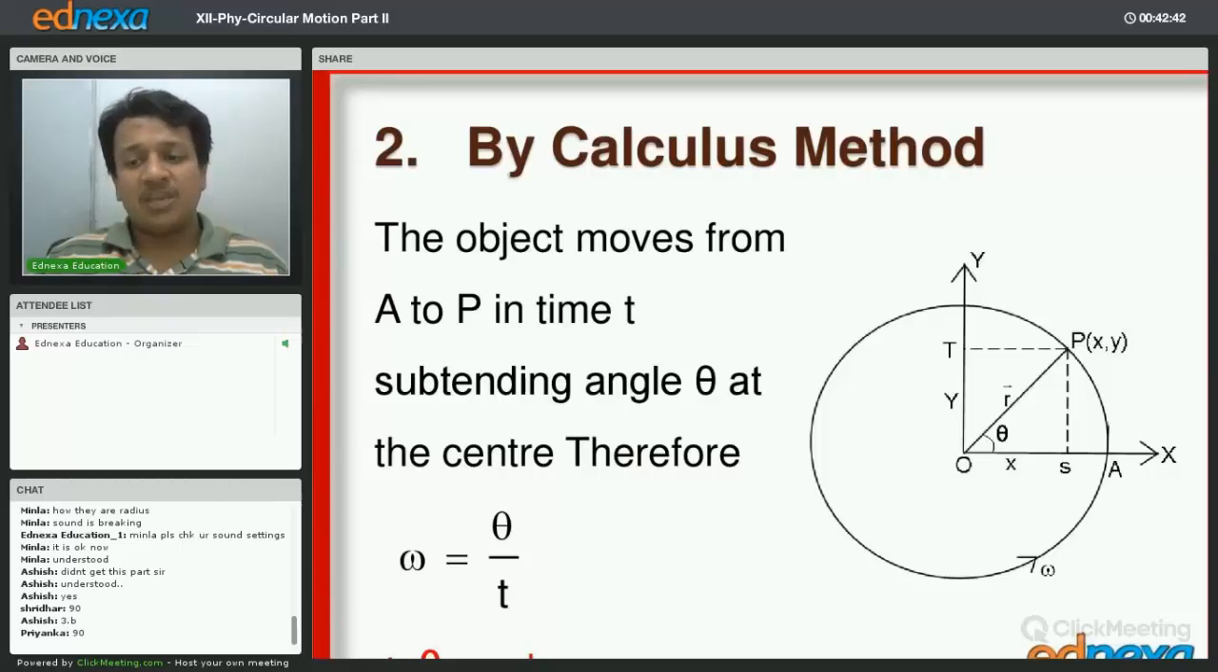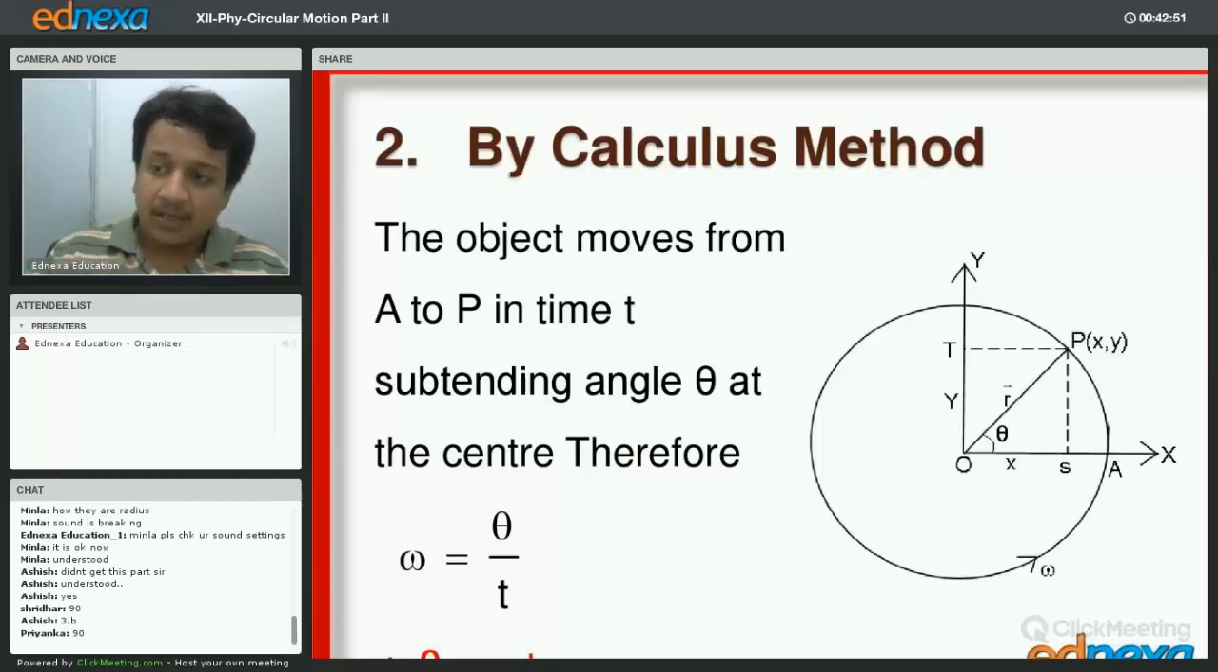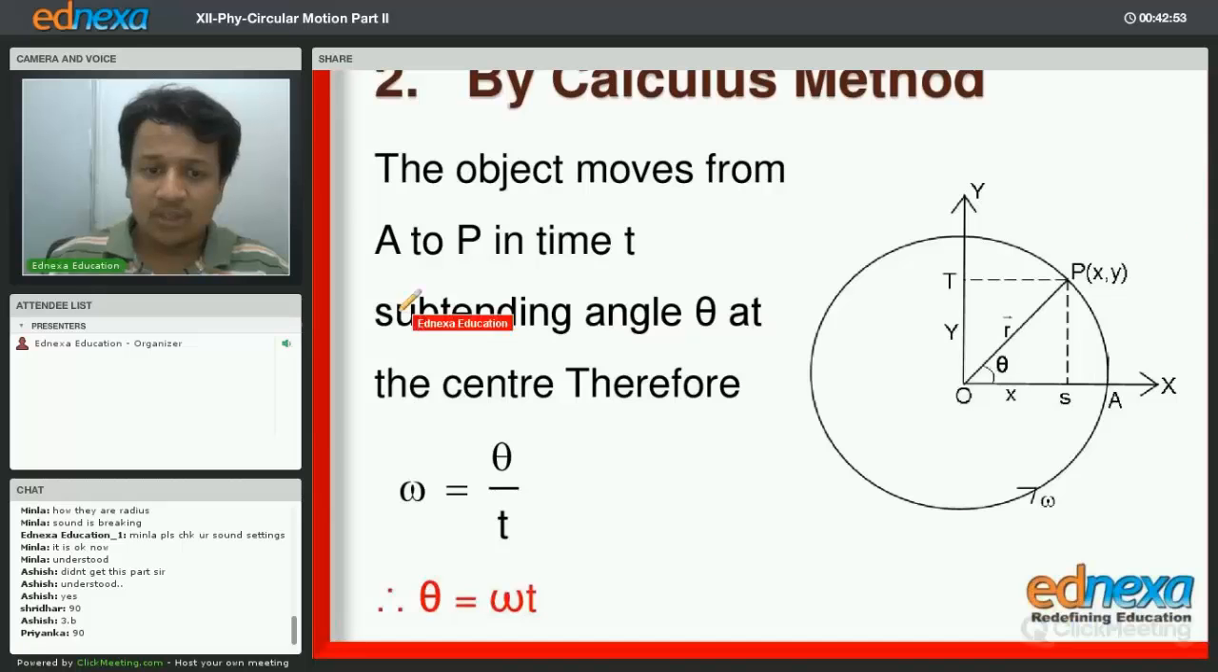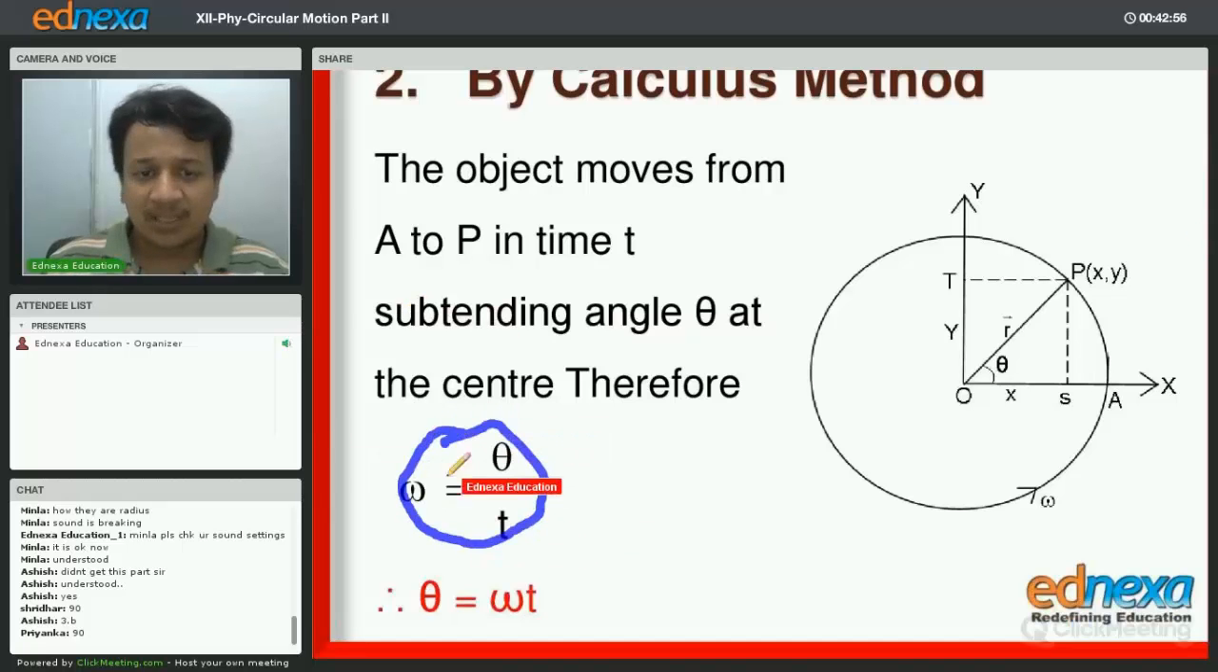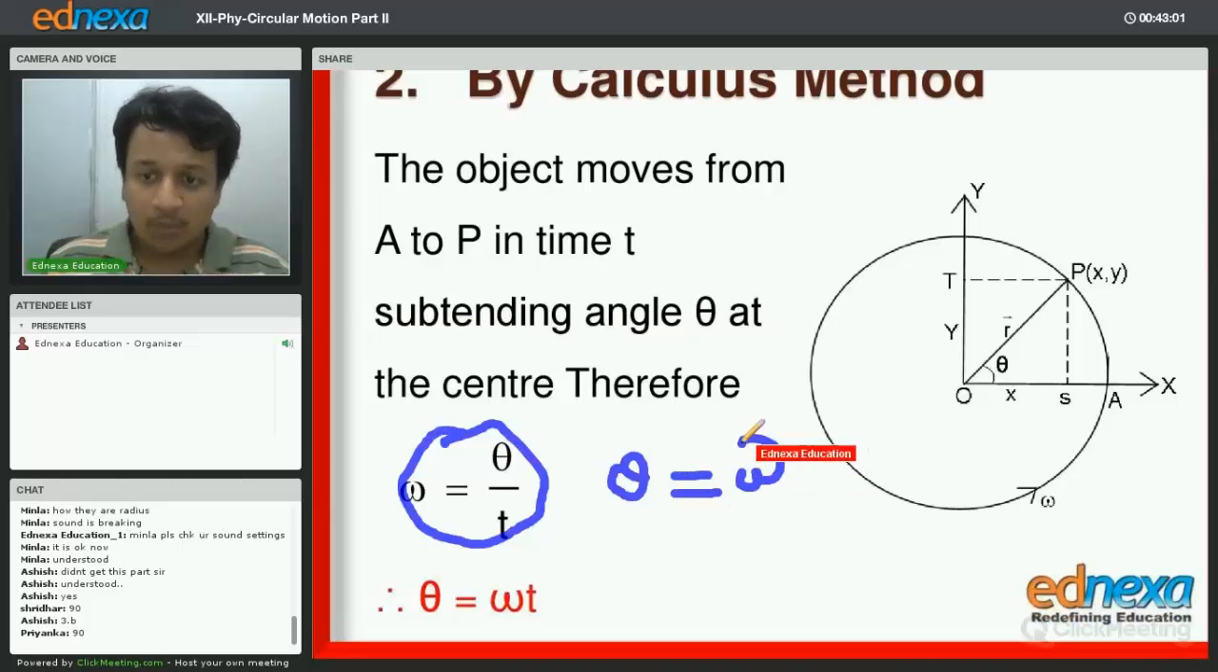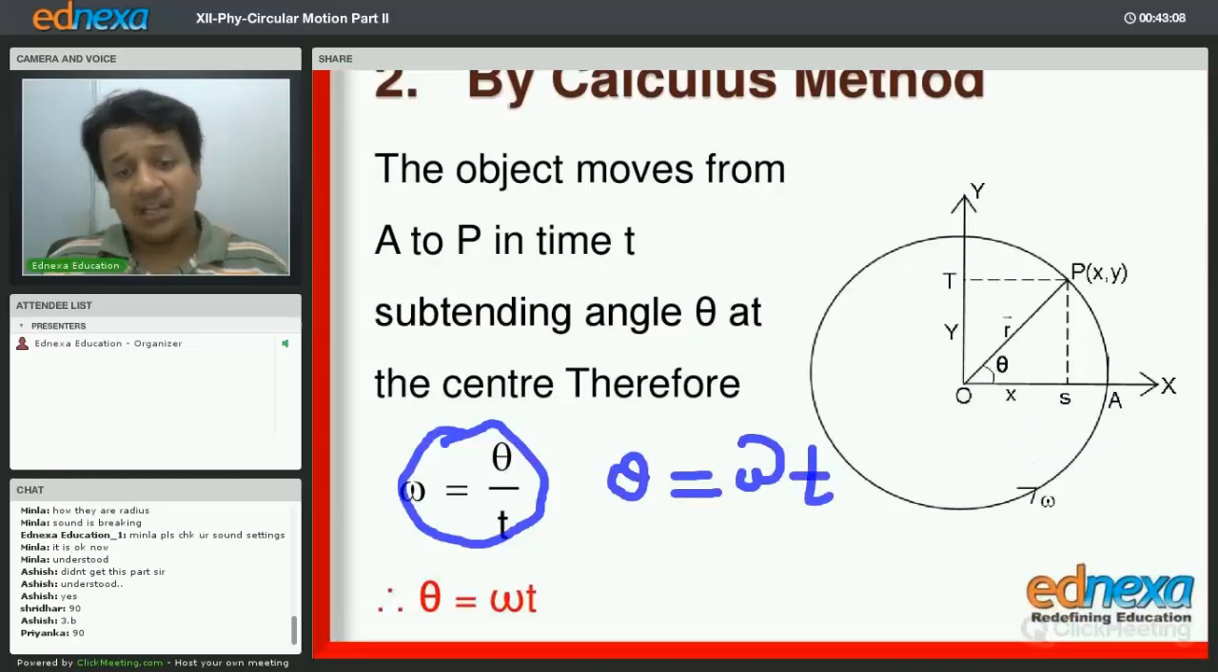Consider a particle performing UCM in anticlockwise sense. Initially the particle is at point A. After some time the particle will reach point P by covering angle theta. But we know one formula. When we mention theta, we know this formula, omega equal to theta by t. So what will be the formula of theta then? Can I write theta equal to omega t? And omega means angular velocity. Angular velocity means angle upon time, or angular displacement upon time. So angular displacement is equal to angular velocity into time, omega t.